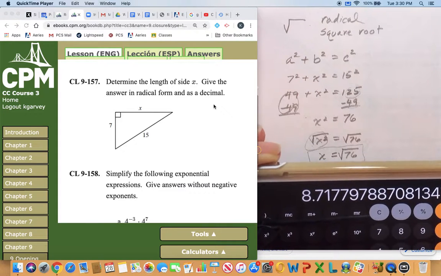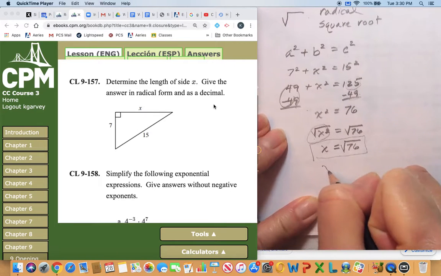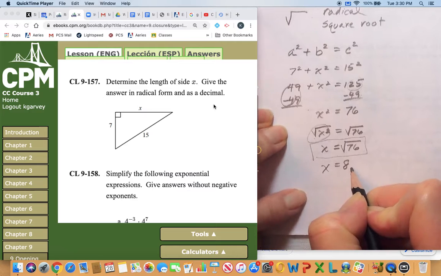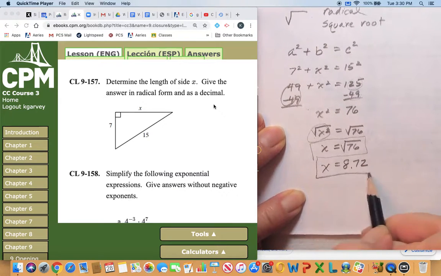So 8.72. x is also equal to 8.72. So now we've provided x as a radical and x as a decimal.